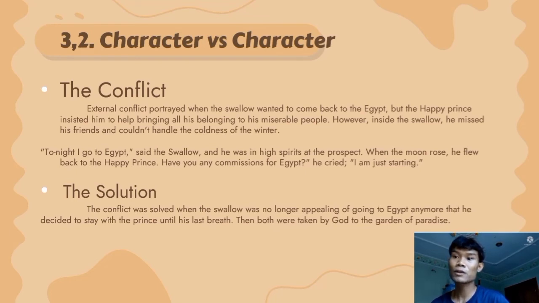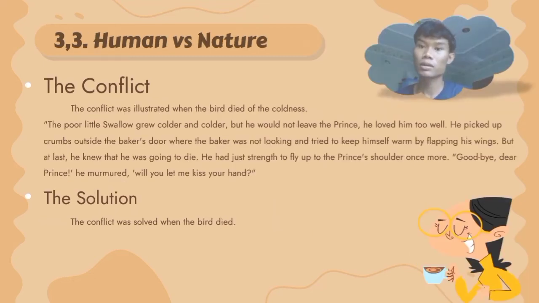This conflict was solved when the swallow was no longer eager to go to Egypt, and he decided to stay with the prince until his last breath. Then both of them were taken by God to the Garden of Paradise. The last conflict is character versus nature.